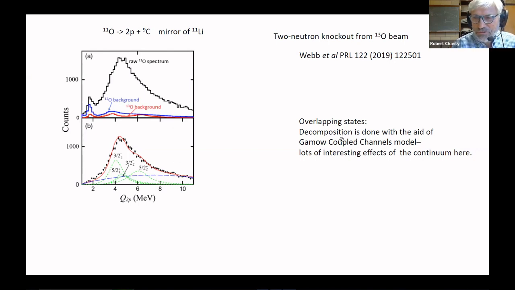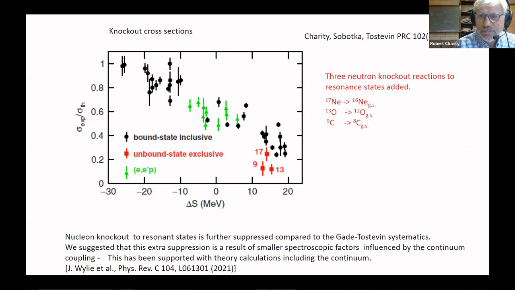There were a lot of interesting effects and structure due to the continuum here, especially associated with a virtual s state in carbon 10 plus proton, the carbon 9 resonance. But we'll miss that. And the other thing I want to mention is, as well as measuring invariant masses and stuff like that, we've also looked at cross sections.